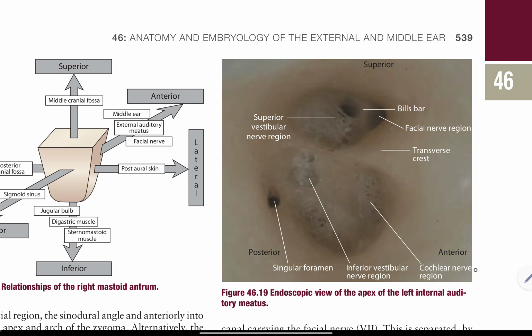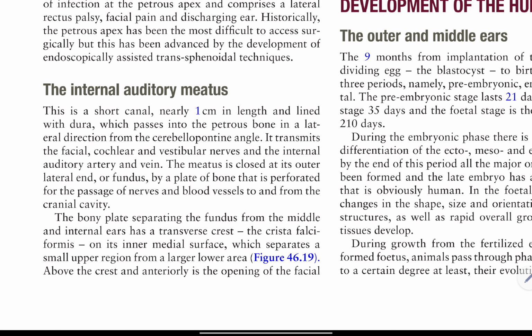The internal auditory meatus. This is a short canal nearly 1 centimeter in length and lined with dura, which passes into the petrous bone in a lateral direction from the cerebellopontine angle. It transmits facial, cochlear, and vestibular nerves and the internal auditory artery and vein. The meatus is closed at its lateral end, or the fundus, by a plate of bone that is perforated for the passage of nerves and blood vessels to and from the cranial cavity.